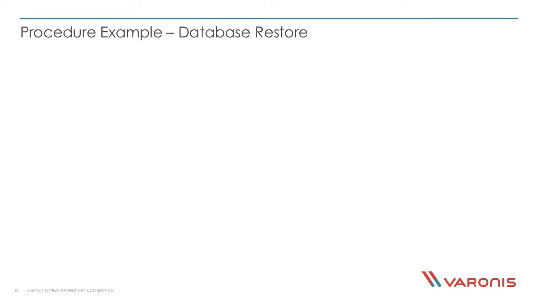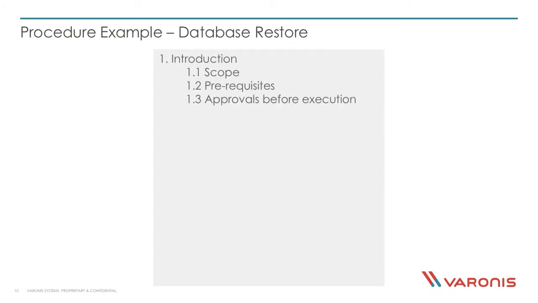So let's put everything together and take a look at how a procedure looks. Let's use the same example of a database restore procedure. In the first section of the document, we have the introduction, stating the scope of this document, what is required for this procedure to work, and who should approve the execution if we need to restore the database. In the second section, we have the stakeholders, which include the supervising team and the execution team. For both, you should have a list with contact information.